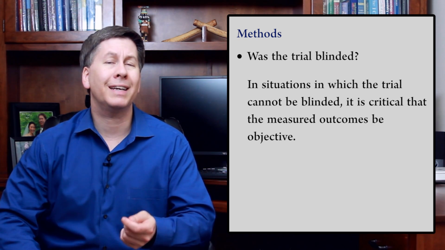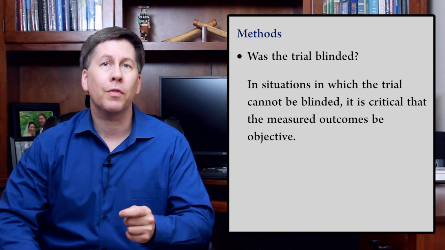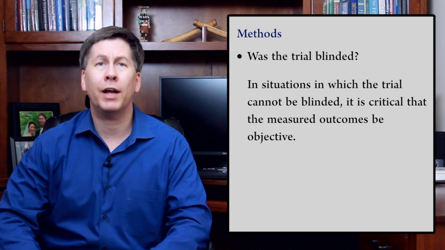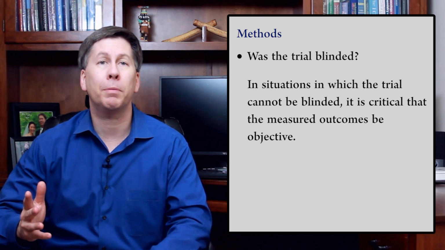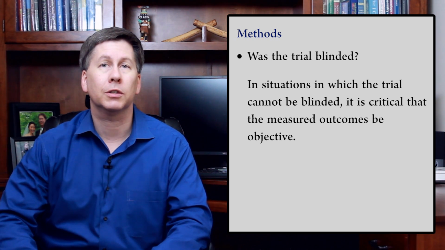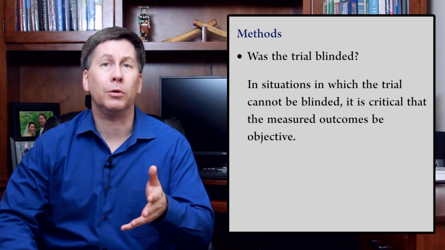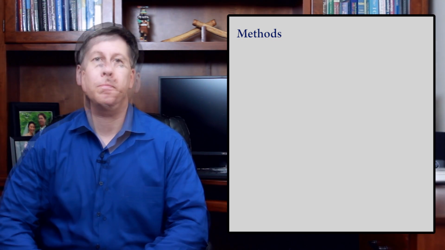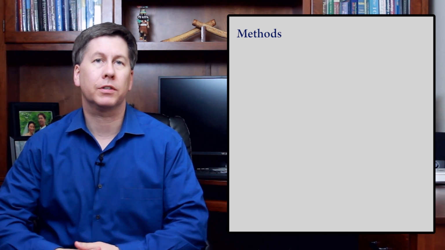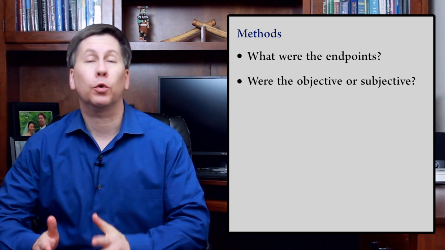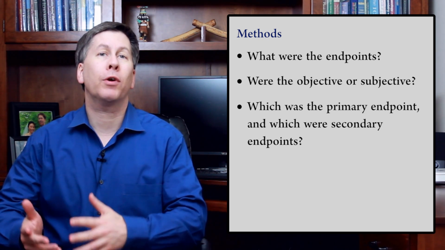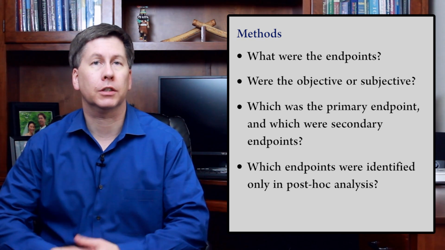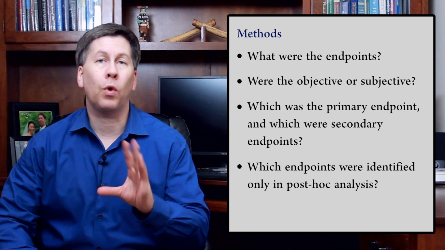But in the cases where blinding is not possible, it's critical that the measured endpoints be objective. For example, imagine we had a randomized trial of aortic valve replacement versus medical therapy in patients with mild aortic stenosis. The trial would be uninterpretable if the primary endpoint was the patient's reporting of their subjective symptoms. And that brings us to the endpoints. What were they? Were they objective or subjective? Which were so-called primary endpoints and which were secondary? Which endpoints were identified in post hoc analysis? Let's take a look at these one at a time.